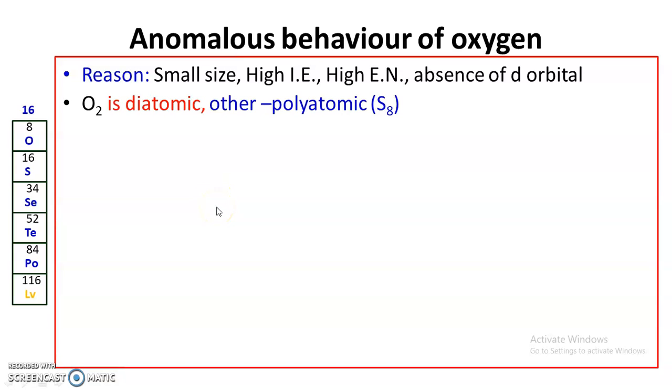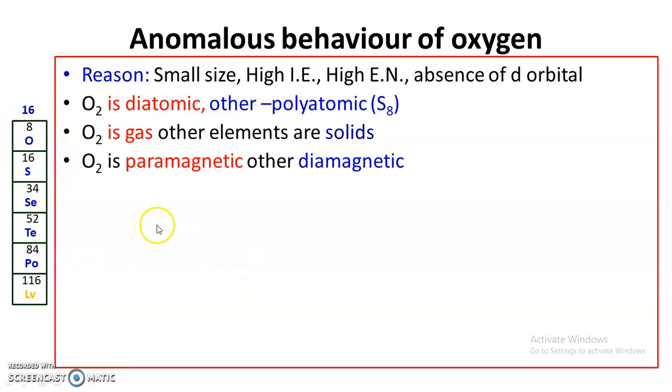Now the first important difference of oxygen from the rest of the elements is that the oxygen molecule is diatomic, whereas other molecules are polyatomic like S8, Se8, Te8 and so on. So these are octatomic. This is the first difference. Oxygen is a gas, other elements are solids. So the physical state of oxygen is different from the other elements. Most important, oxygen is paramagnetic, whereas the rest of the elements are diamagnetic.